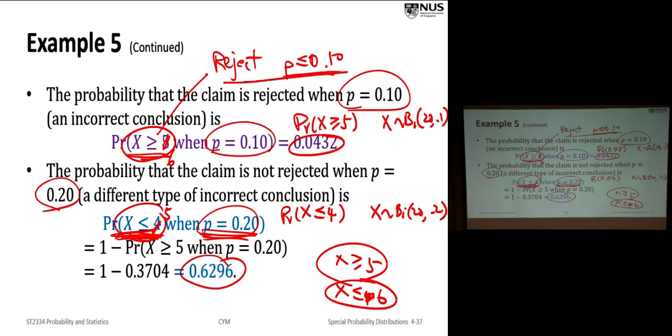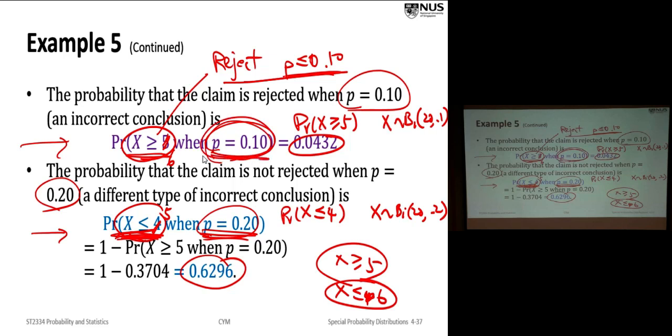So I just want to use this example for two purposes. One is to illustrate how to calculate these probabilities. So here I change my P, different P equal to 0.1 and P equal to 0.2. So I try to work out the probability. But the first one has an interpretation. That means when this is true, what is the chance that you will reject the claim that P equals 0.1? This is another probability, when P takes different values. And what's the chance that you will accept P equals 0.1?